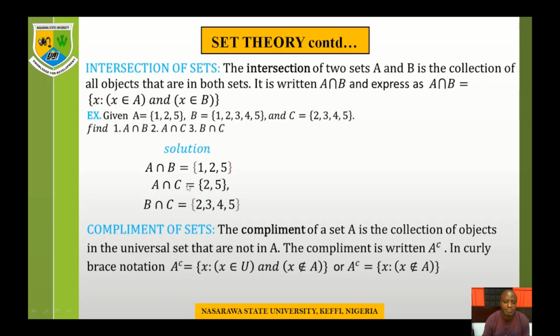Complement of sets. The complement of a set A is a collection of objects in the universal set that are not in A. So what we're trying to say here is that if you have set A and a universal set, the universal set is a bigger set, and set A is the small set. You look at what is not in A but is in the universal set. That's what we call the complement of a set. Pick those elements that are not in A but are in the universal set.